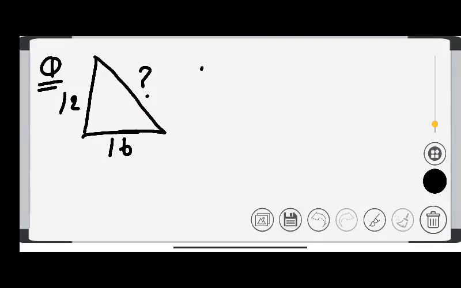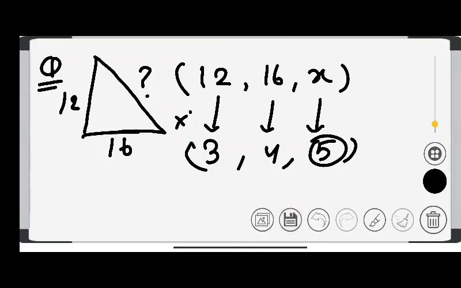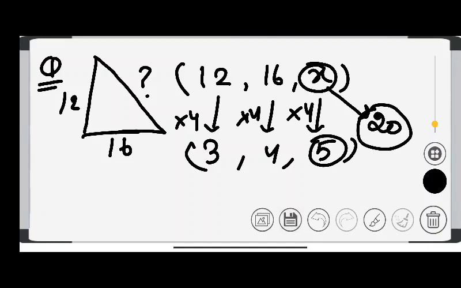Let's start. Do you find any relation between them? I found that this is 3 times 4, this is 4 times 4. I have studied a triplet called 3, 4, 5. How many times is this? 4 times. How many times is this? 4 times. And this will also be 4 times. Then what will this be? This will be 5 fours are 20. Because they are multiples.